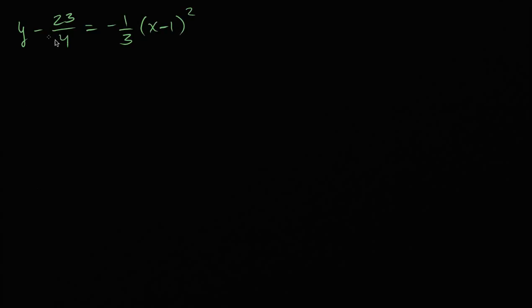So let's get this 23 over 4 to the right-hand side. Let's add 23 over 4 to both sides. And then we'll get y is equal to negative 1/3 times (x minus 1) squared plus 23 over 4. Now let's remind ourselves what we've learned about foci and directrixes.